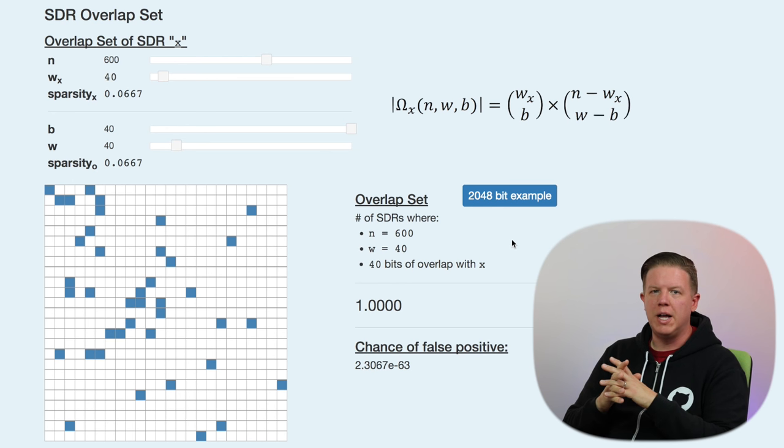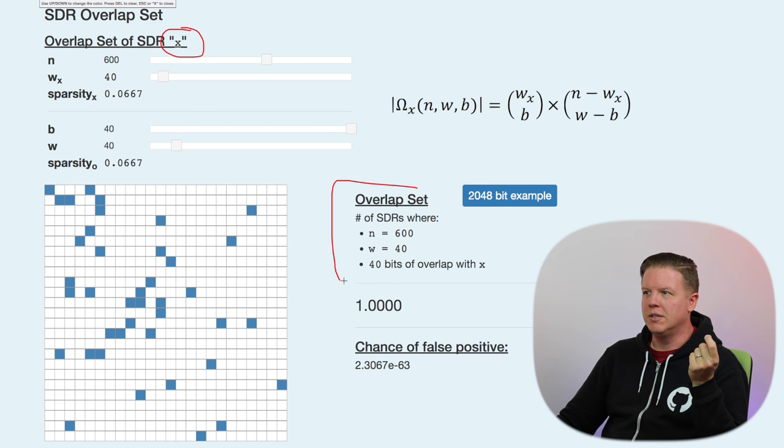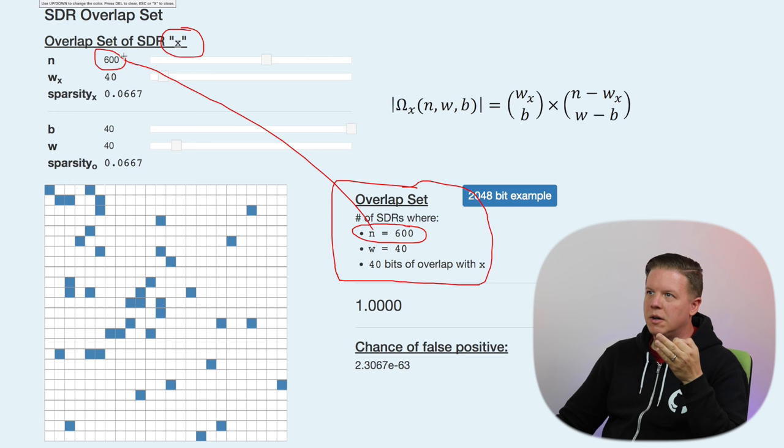You can think about an overlap set for a specific SDR like this. Given any SDR, let's call the SDR X. Given any SDR that has an N and a W, the overlap set is the number of SDRs total that have the same N and a specific W with a specific number of bits of overlap with X. So in this case, this N is coming from here. This W is coming from this slider.